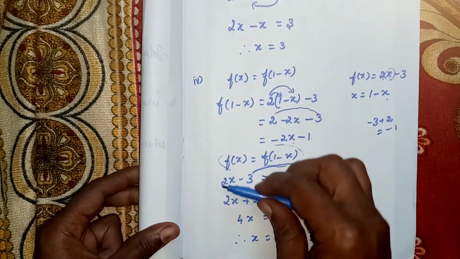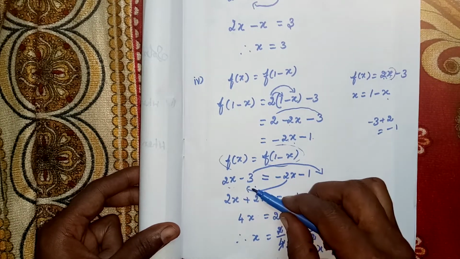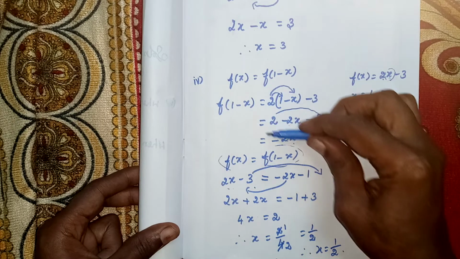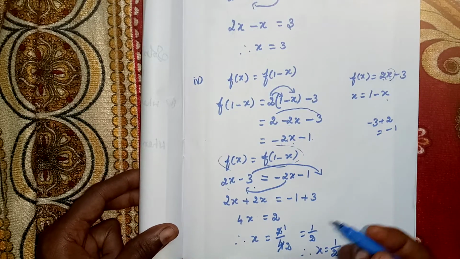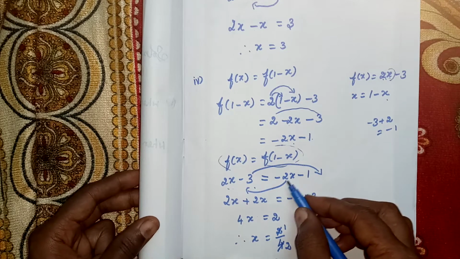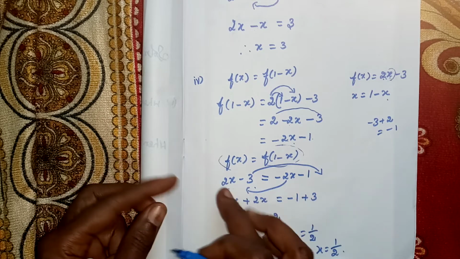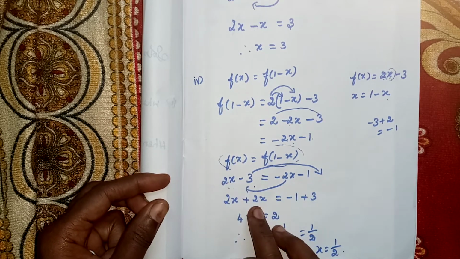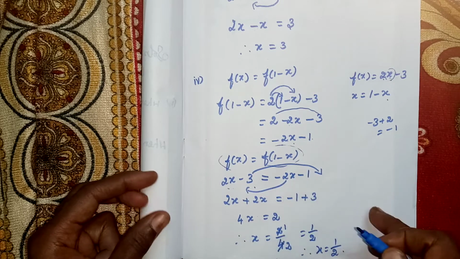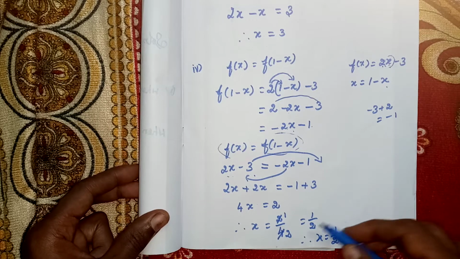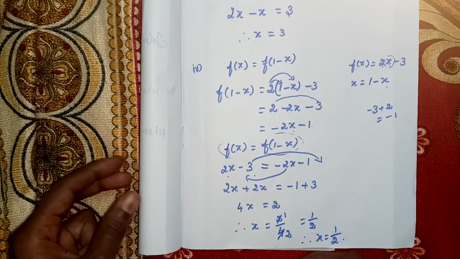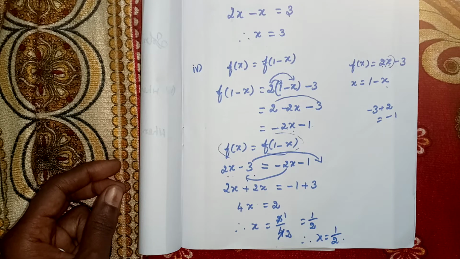Here, f of x is equal to f of 1 minus x. Substitute the f of x value here: 2x minus 3. Substitute the f of 1 minus x value here: minus 2x minus 1. Then take the variable terms to the left-hand side. So 2x plus 2x is equal to minus 1 plus 3. So 4x is equal to 2, x is equal to 2 by 4, which is 1 by 2. Have you all understood this? Okay.